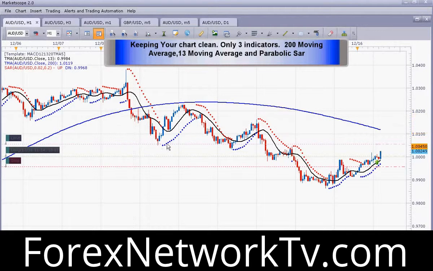And usually I'll target 100 pips for the 1 hour chart. I'll usually target 100 pips. This works the same. You can set this up on any time frame and just follow the setup.